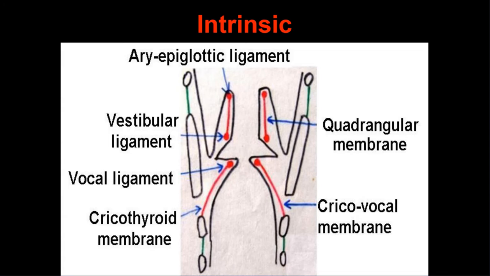Intrinsic membranes: there are two intrinsic membranes. Those are the quadrangular membrane and the cricovocal membrane. The cricovocal membrane is triangular in shape and it extends from the arch of the cricoid cartilage to the two vocal cords. The upper free border of the cricovocal membrane forms the vocal ligament. Within the vocal cord, there is a vocal ligament that is nothing but a thickened part of the cricovocal membrane. Cricovocal. In the name itself, there is a description, that is the cricovocal.